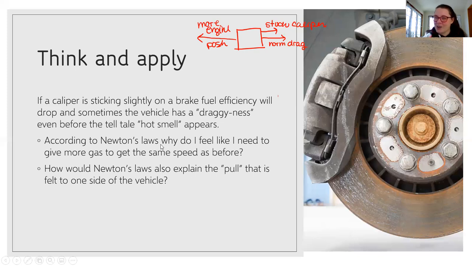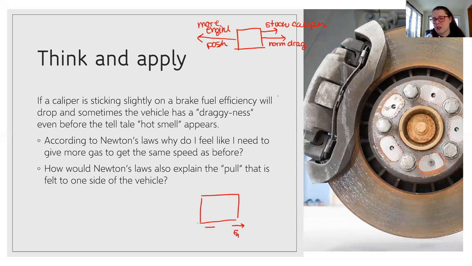Okay, now let's address the other scenario. So that addresses why I need to add more fuel. The other thing that sometimes happens is sometimes you feel like you have a pull to one side if you've got a stuck caliper. Why would Newton's laws justify that? How would that be? Well, let's draw our vehicle again. We'll use it as a box. And I'm going to pretend we have two-wheel drive or four-wheel drive. I had a four-wheel drive vehicle, so we'll put force on all the wheels. So we've got force applied from the engine.